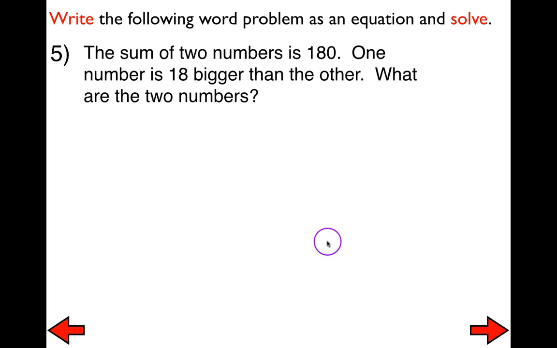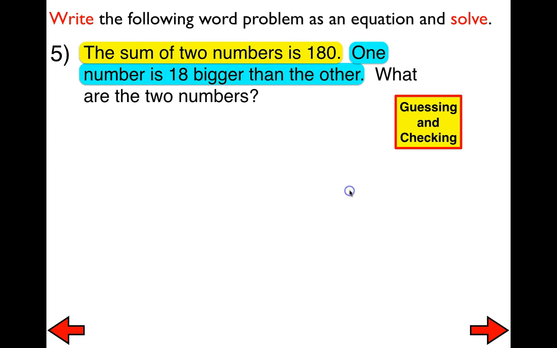Now, moving on to number 5. It says the sum of two numbers is 180. One number is 18 bigger than the other. What are the two numbers? So first things first, if you have no idea what to do, you don't know how to set up your equation, your best bet will always be to guess and check.